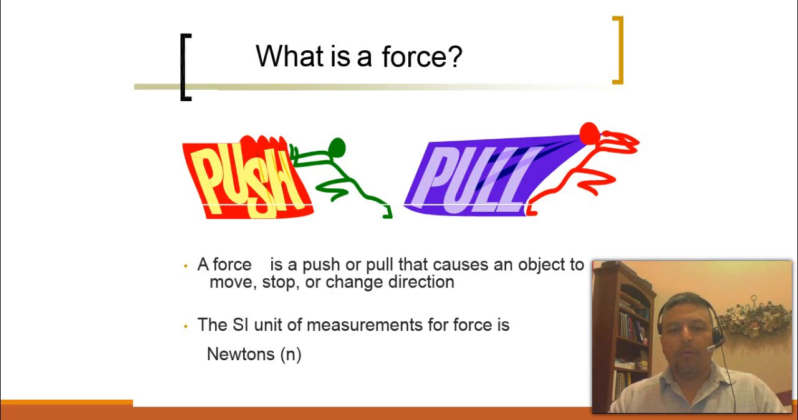First of all, we need to know what a force is. So what is a force? Okay, a force is a simple push or a pull. This causes objects to either move, to stop, or to change in direction. There are ways to measure force, and that is by using the SI units of measurement. These are the international standards, which means the whole world uses them. And the unit used to measure force is called the newton.